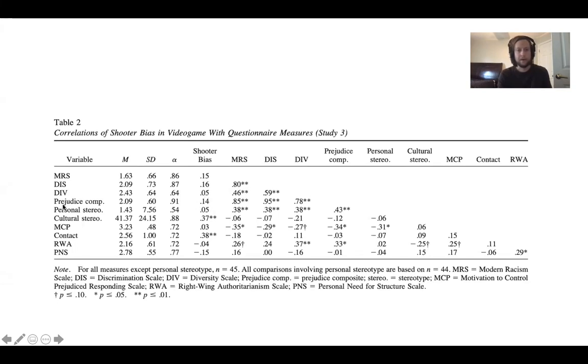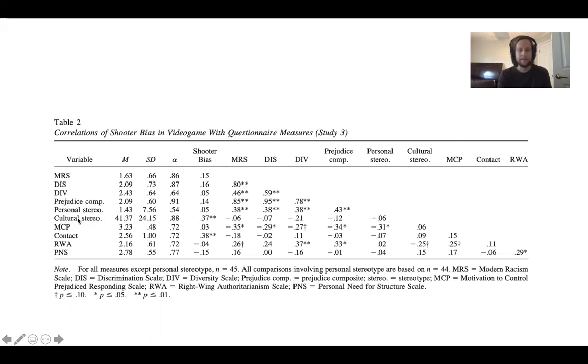And if you look at the prejudice composite and shooter bias, although that was in the predicted direction, the more prejudice you claim to be, the more bias you show in your reaction times. That is, being faster to shoot a black individual relative to a white individual. So it's in the expected direction, but it did not reach the statistical threshold where it would be considered significant.